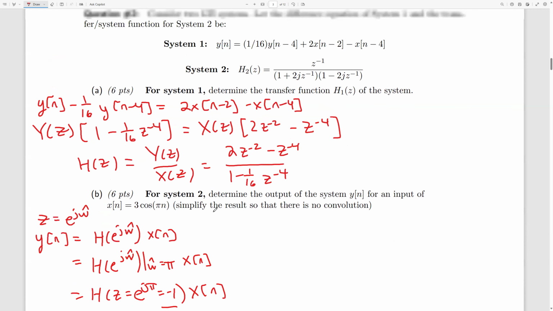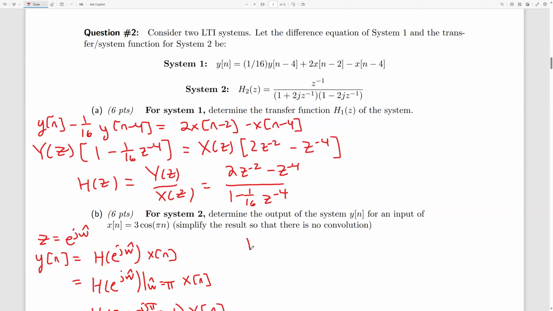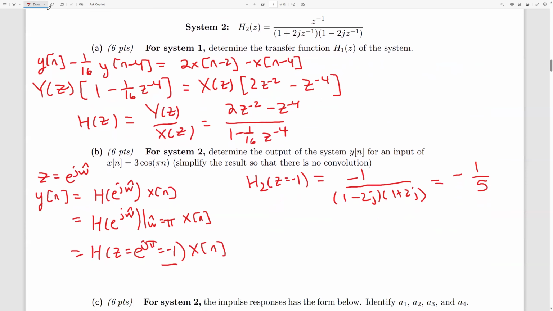So I'm going to take the system 2 that I have and substitute in. H2 of z at z equals negative 1 equals negative 1 over 1 plus 2j times negative 1, which is negative 1 over 1 minus 2j. Multiplying by the conjugate 1 plus 2j, I'm going to get 1 plus 2j minus 2j minus 4j squared, which equals negative 1/5. So based on what I've said, y of n equals negative 1/5 times 3. So I'm going to get negative 3/5 cosine of pi n, because I'm taking negative 1/5 times x of n, and there's my answer.